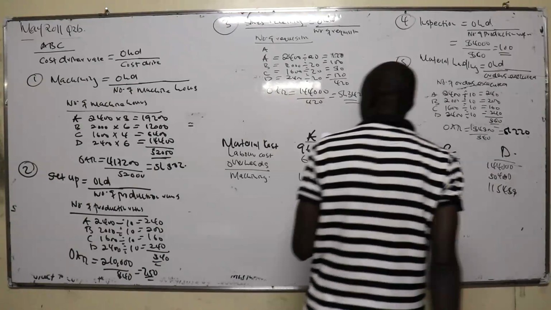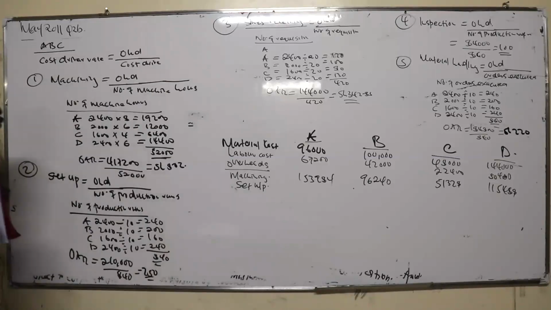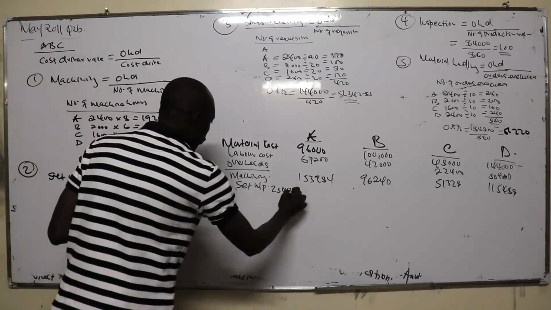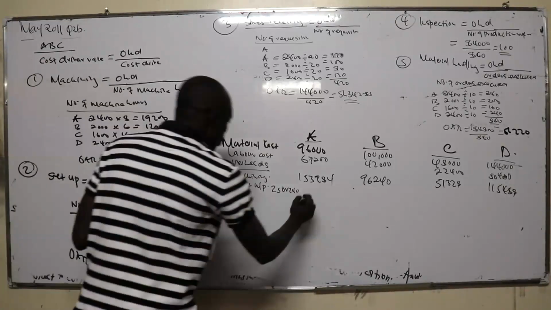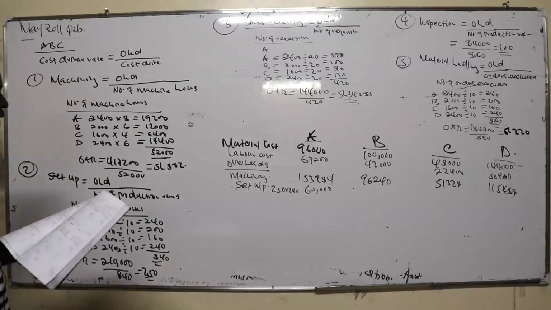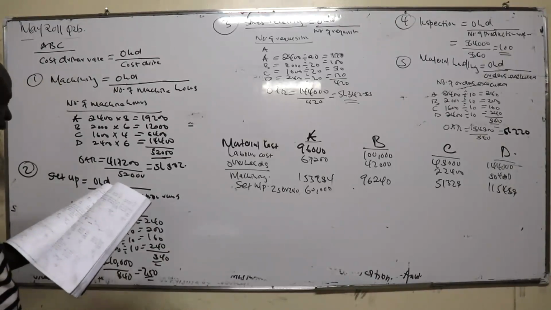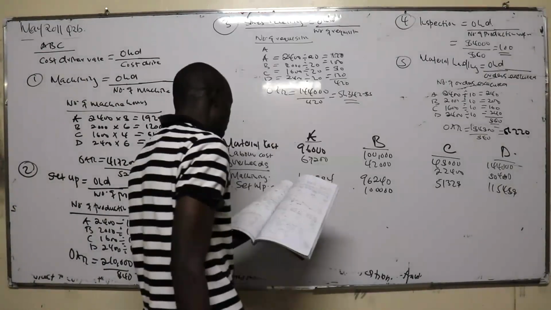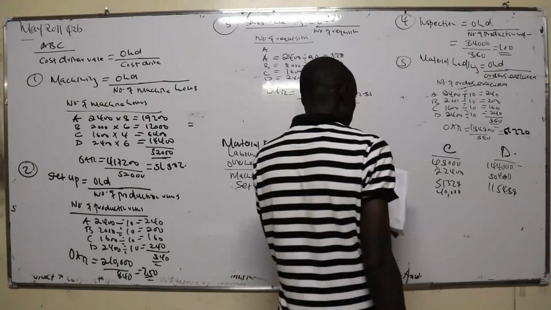The next activity is setup. For setup, you're going to multiply 250 times 240. So the first one will be 60,000. The second one, you multiply 200 times 250, which gives you 100,000. This one is going to give you 40,000, and this one is going to give you 30,000. That is setup.